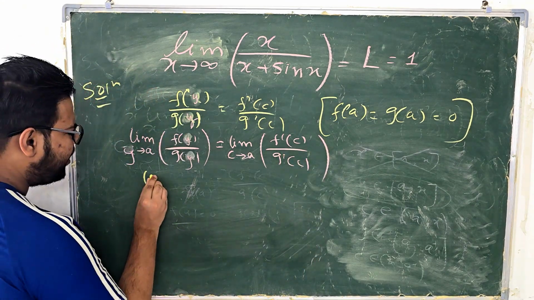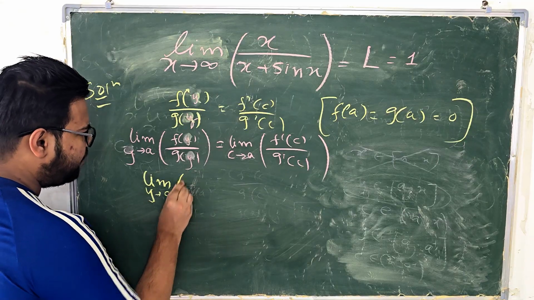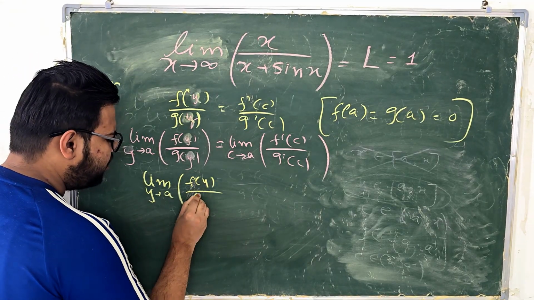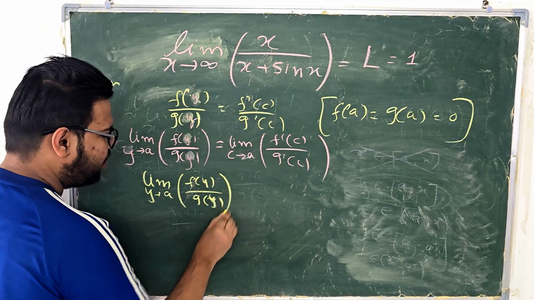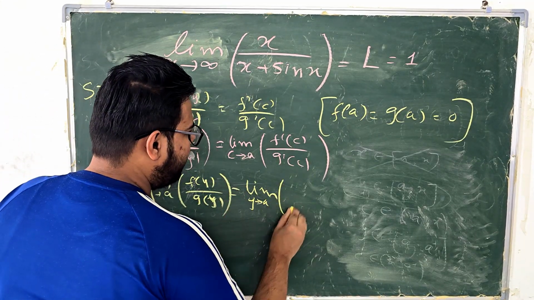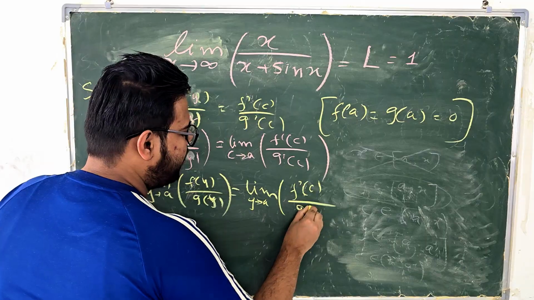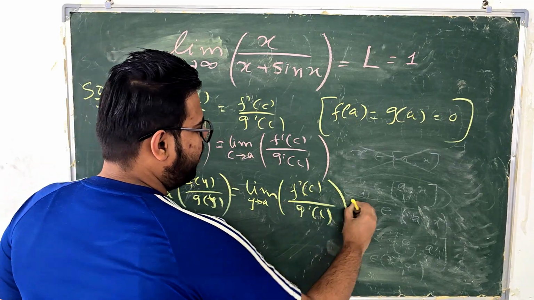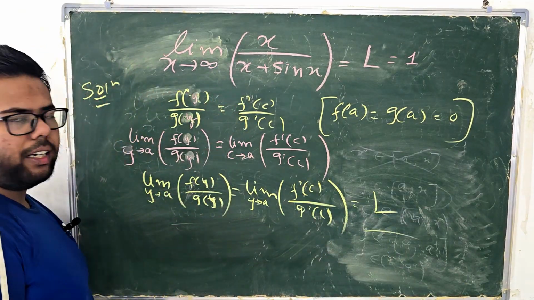So now you can say the limit as y tends to a of f of y over g of y is the limit, where you can replace c with y tends to a, of f dash at c divided by g dash at c, provided this gives a limiting value L.